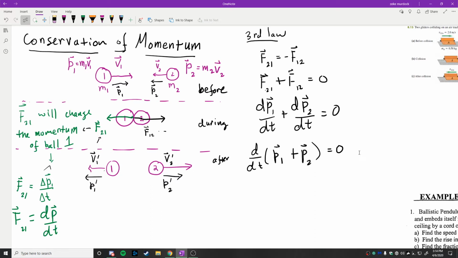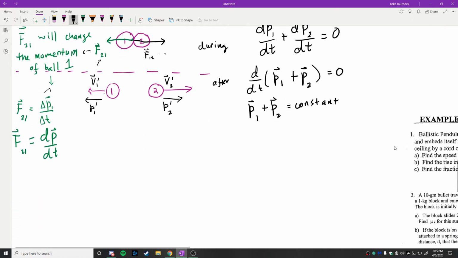They don't need to add to 0. They have to be constant. What Jesus said is right. If you take the derivative of something and it equals 0, then the quantity must be a constant, right? So in this collision, the momentum of ball 1 plus the momentum of ball 2 should be equal to a constant. And usually the way we end up writing this is, at any moment in time, the momentum of the system has to be constant.